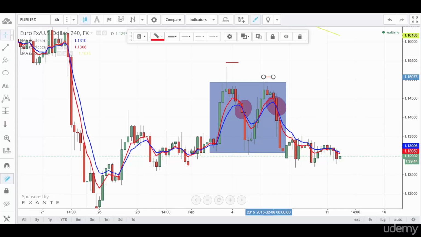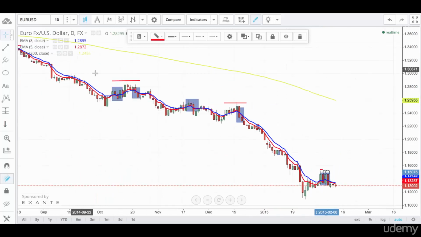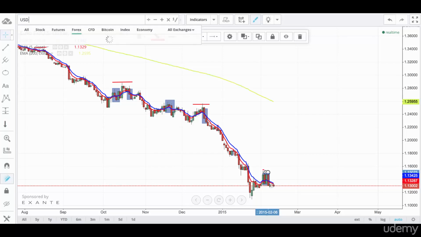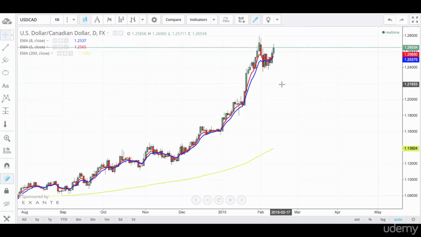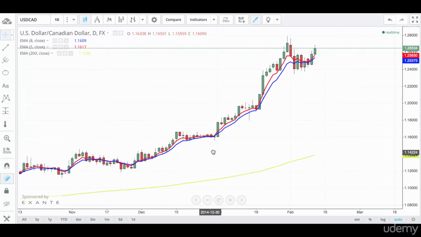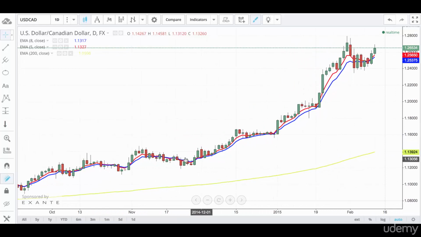Let me start from where I left off in the previous video, where we were looking at the Euro Dollar 4-hour time frame. If, as I said, we move to another trading instrument, let's choose US Dollar Canadian Dollar and try to see the same thing there. In this case, we are in an uptrend. As you can see, we have higher lows and higher highs.